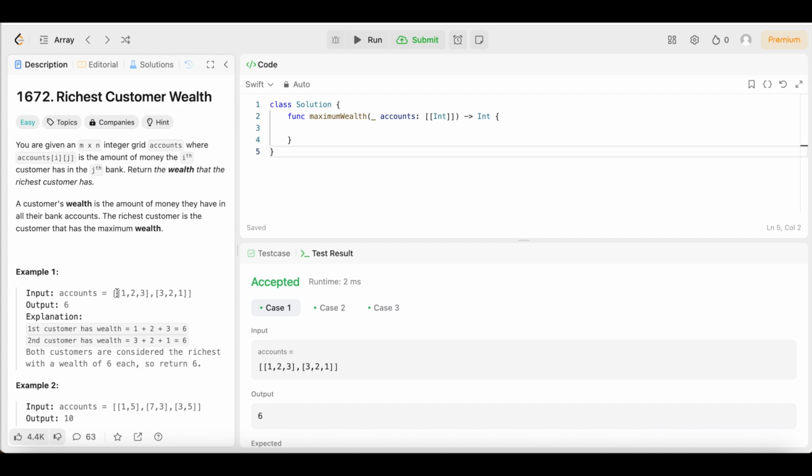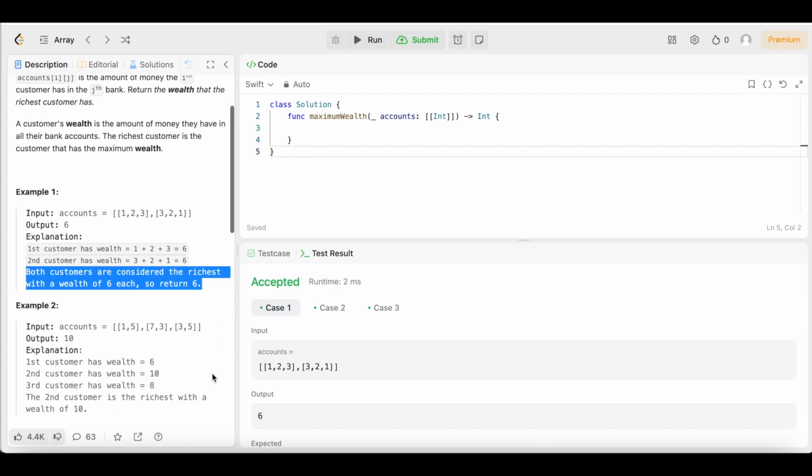If you're wondering what's going on, this array right here represents one customer, and this array right here represents the second customer. For this customer, we add up all the elements in the array to find out how much money this customer has in their bank, and when you add up all of these numbers, you get 6. And then we do the same thing for the second customer. We add up all of the numbers in their bank account to see how much money they have, and when you add up all these numbers, it equals 6. And since both customers have 6, both customers are considered the richest with a wealth of 6 each, so we return 6.